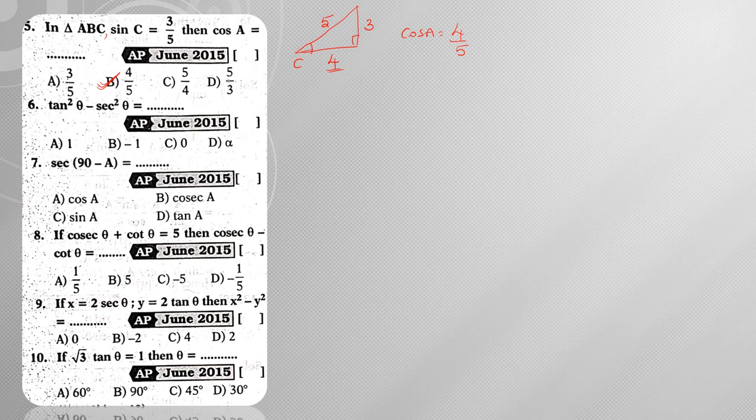Next, question number 6. Already we know that secant square theta minus tan square theta is equal to 1.